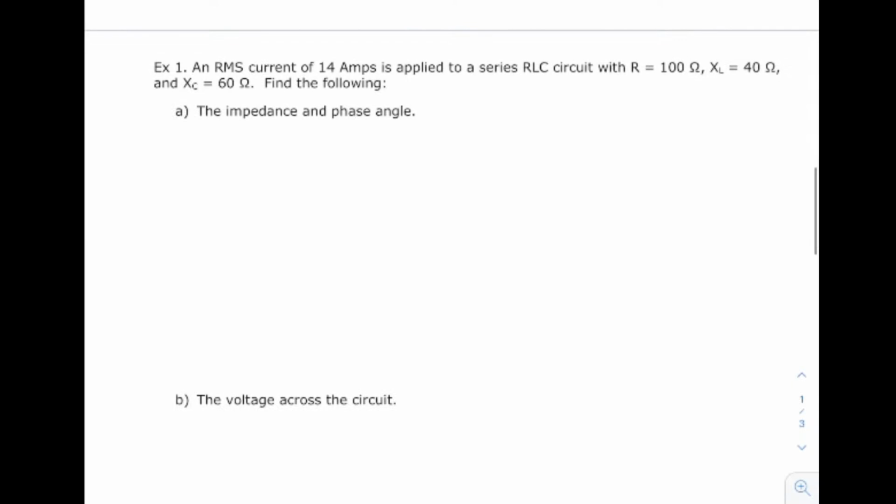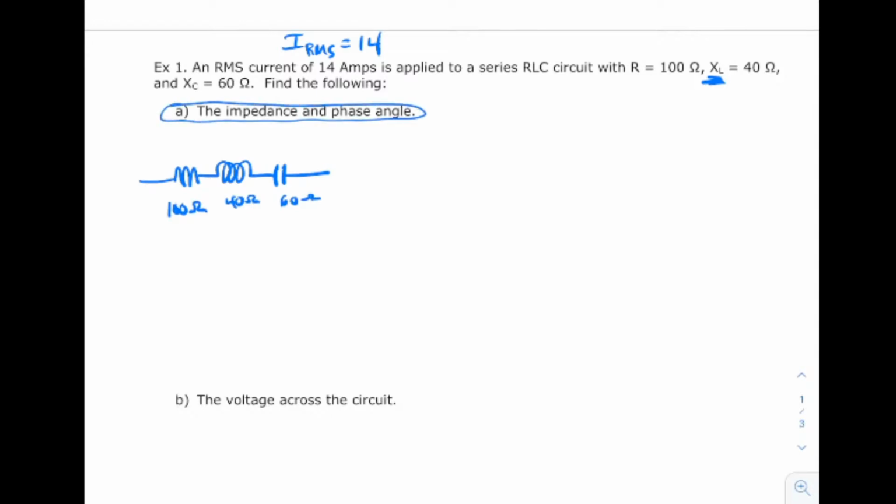So example 1, we have an RMS current of 14 amps. Okay, so that's your I RMS, 14 amps. It's applied to a series RLC circuit. R is 100 ohms, that's this one. The coil X sub L has 40 ohms. Again, that's a reactance, not a resistance. 40 ohms, and the capacitor has 60 ohms. Find the following. Find the impedance and phase angle.